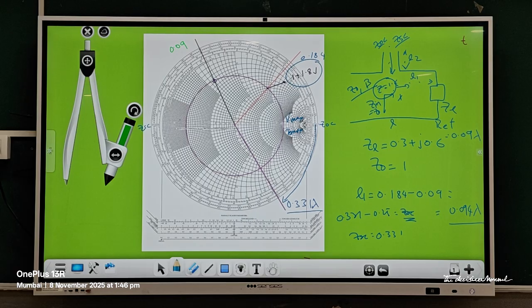Now in the next lecture, we will talk about other methodologies of impedance matching, that is lumped element matching using an LC section. Thank you.